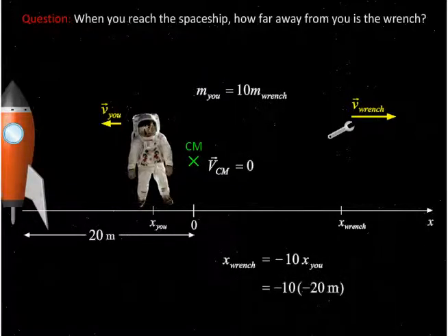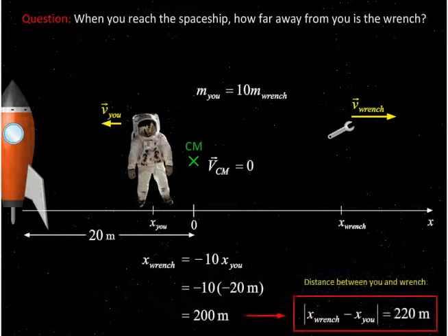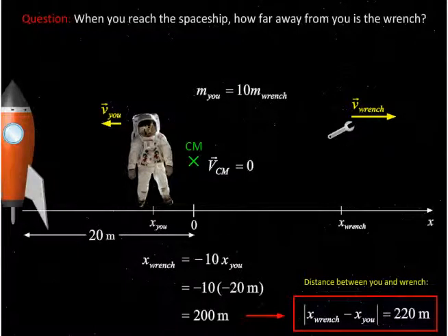When you are at the spaceship 20 meters to the left of the center of mass, the wrench will be 200 meters to the right of the center of mass, which is 220 meters from the spaceship.